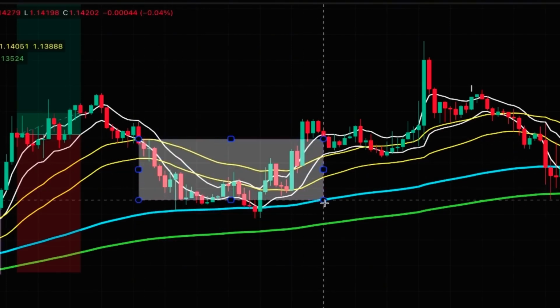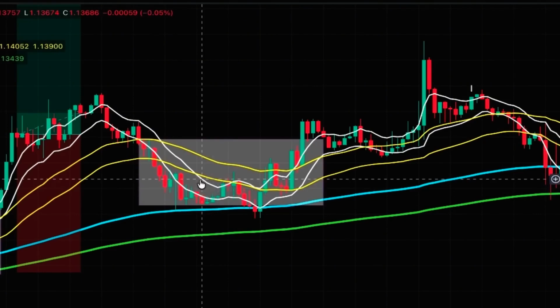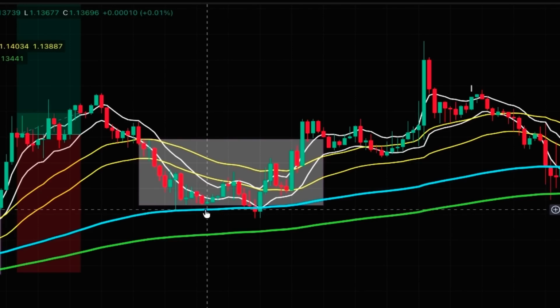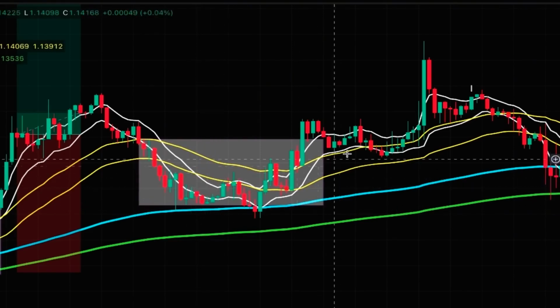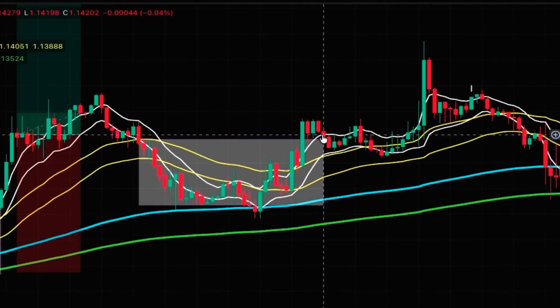The overlap started from here up to this point. We had one separation of them here. You can see that the white channel is completely below the yellow channel, but this is a downside separation. And since we are above the green line and blue line, this is just noise and we don't pay attention to this. So here, when this candle is closed, the white channel is already above the yellow channel.